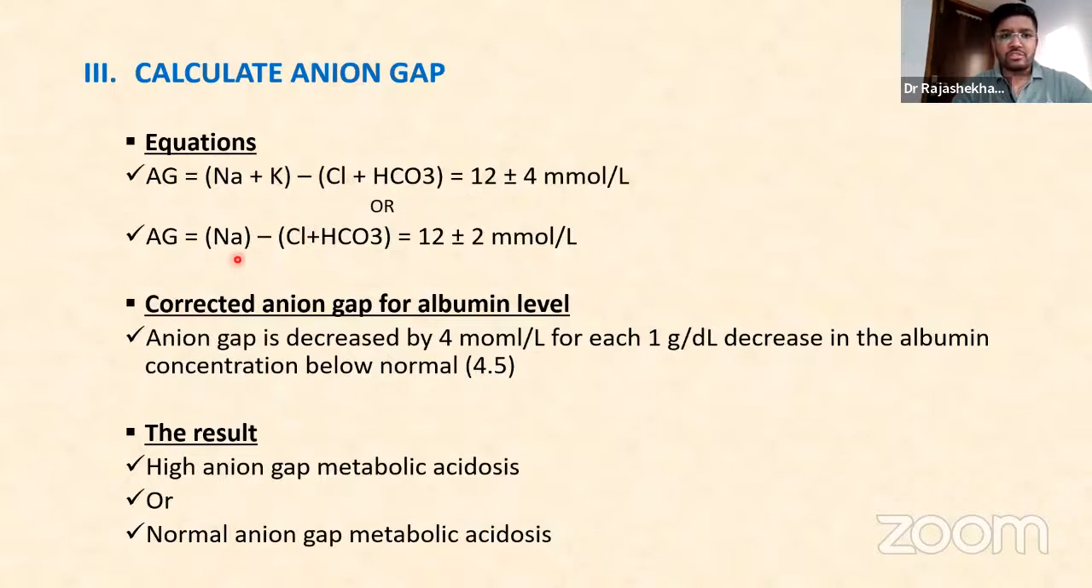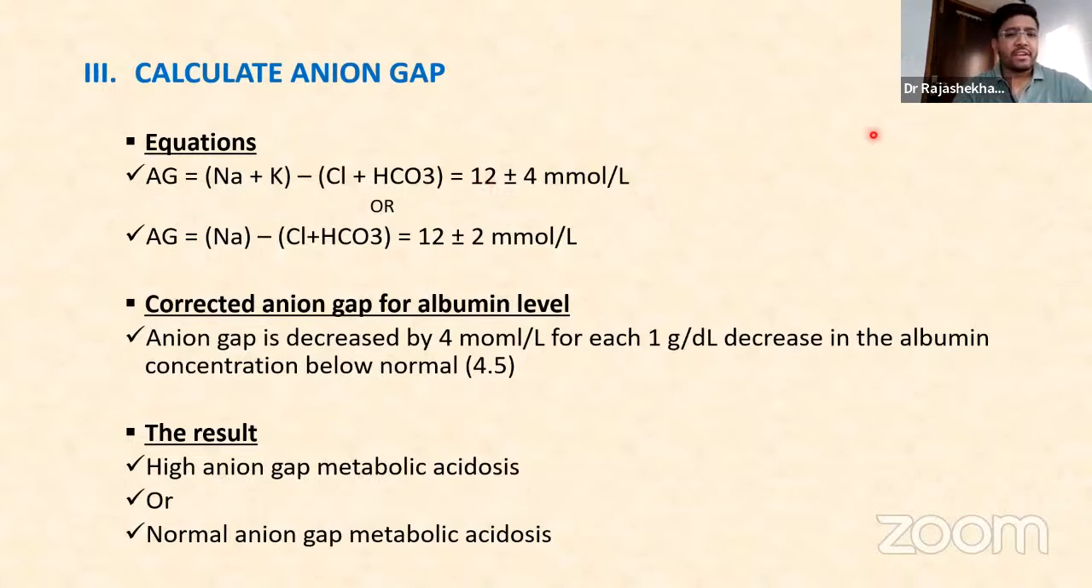To calculate the anion gap, as I told you, we are using 2 different equations. One is Europe or UK based, and one is USA based. We are using the formula given below, that is, anion gap is equal to sodium minus chloride plus bicarbonate. The normal value is considered as 12 plus or minus 2, that is 10 to 14. Whereas if you use the UK based equation, the normal anion gap is considered from 8 to 16.